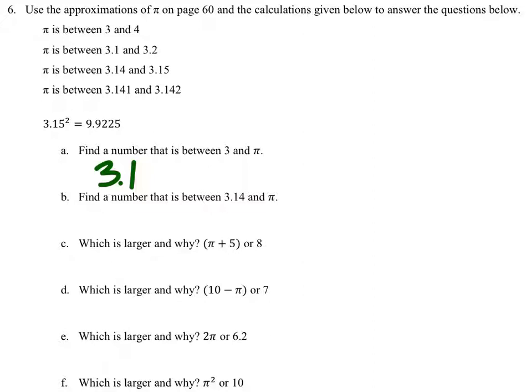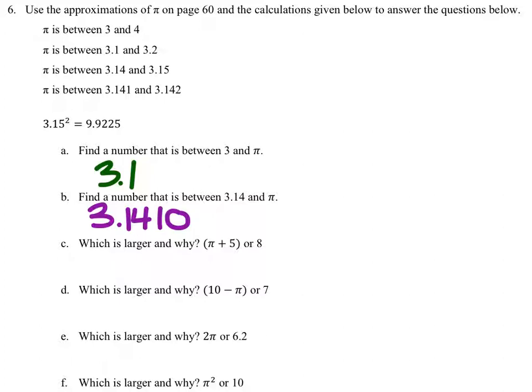Find a number that's between 3.14 and pi. 3.141 would be correct, because it's between 3.14 and 3.1415. 3.140 would work too. We could show a 0 there to show that as well.